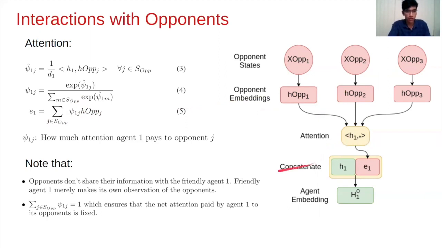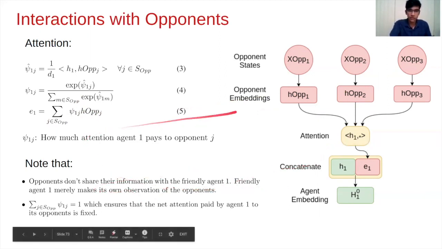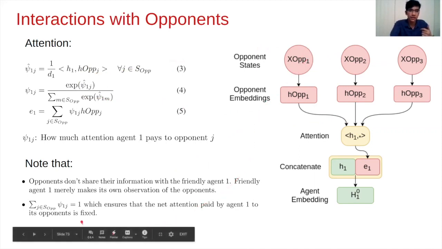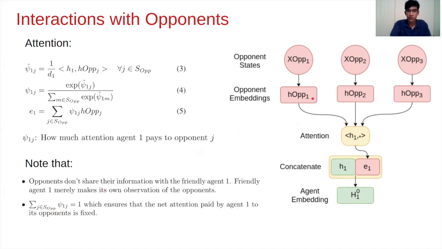And some important things to note, when I say that we compute these opponent states and do dot product, the opponents really are not sharing their information with the guards, because why would opponents share their information? They are in the opposing team. How does agent 1 then get these x opp values? It makes its own observation of the opponents, because agent 1 is free to observe its opponents. That's how it gets these x opps. These are not shared by the opponents. And the second thing is phi ij summation over j is equal to 1. So the attention value that agent 1 gives to different agents is different, but they always sum to 1. So this ensures that the total attention that agent 1 is paying to opponents is fixed.